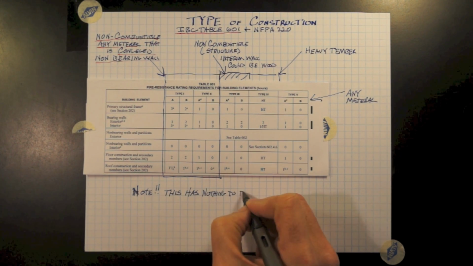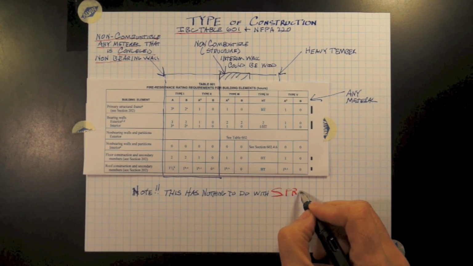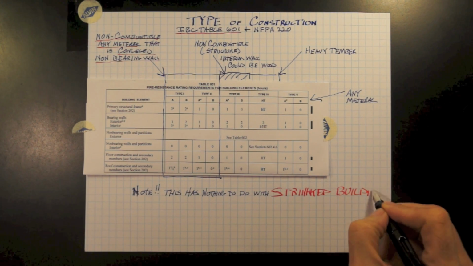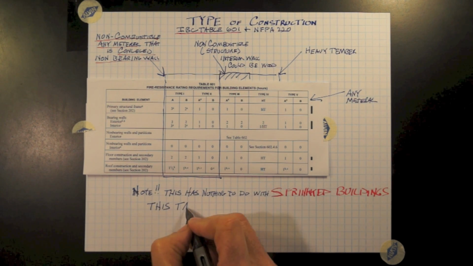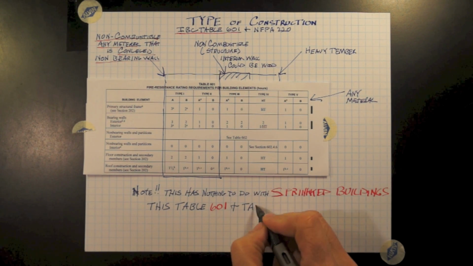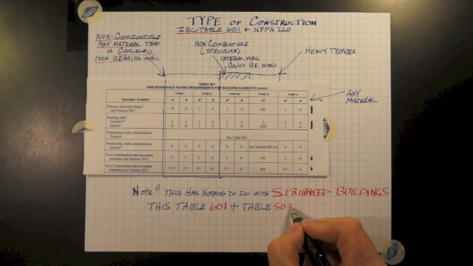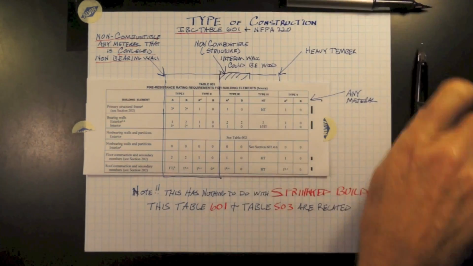Please note, this table has nothing to do with the building being sprinkled or not sprinkled. This is strictly the type of material you're allowed to use. The A and B are different types of material, and based on 503 your square footage, but this has nothing to do with whether the building is sprinkled or not sprinkled.